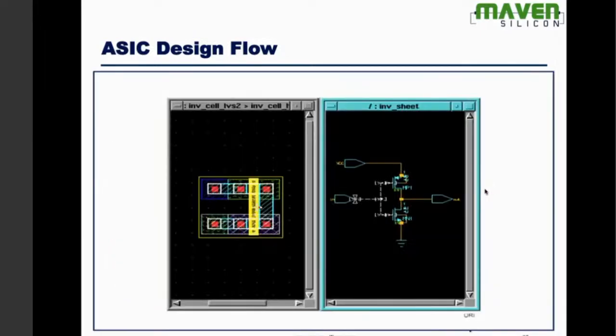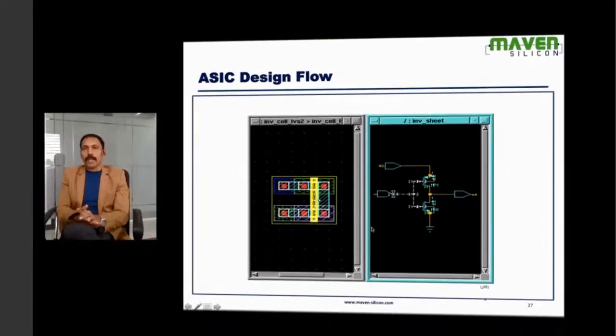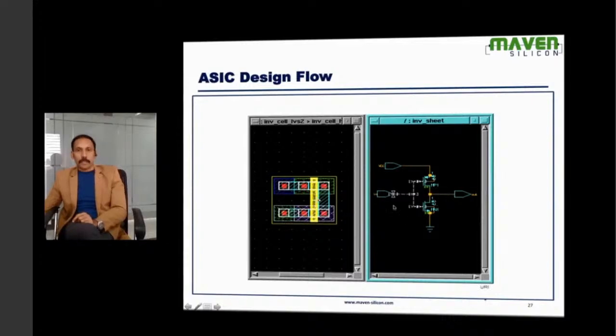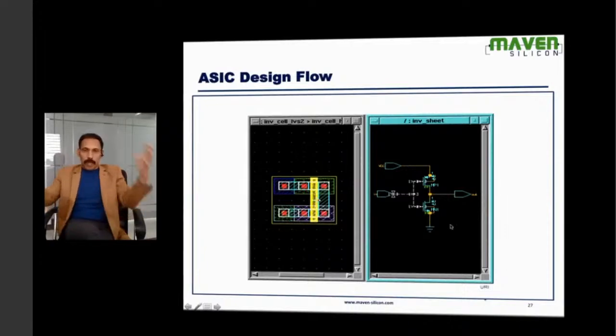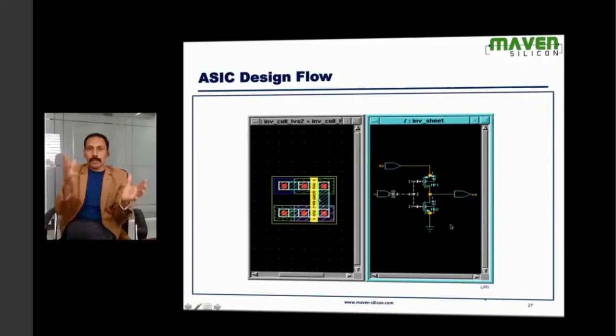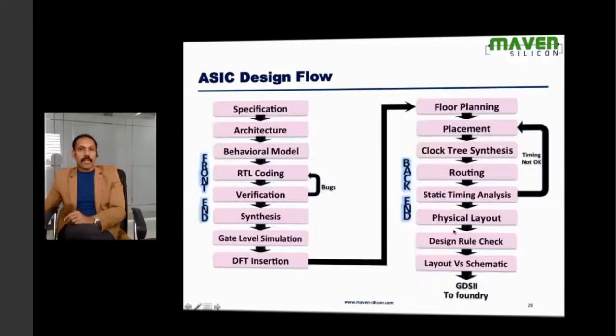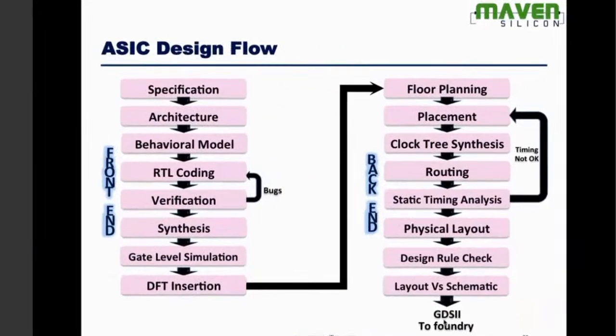Finally, we go for layout versus schematic. So whatever the final routed netlist, the physical netlist that you got from P&R, basically you have to once again verify with respect to the schematic, the original netlist. Once again, we apply equivalence checking. The tool is going to compare the functionality of the layout with the schematic. It makes sure that the functionality is retained in the routed netlist. And then finally, we release GDS2 to the foundry.